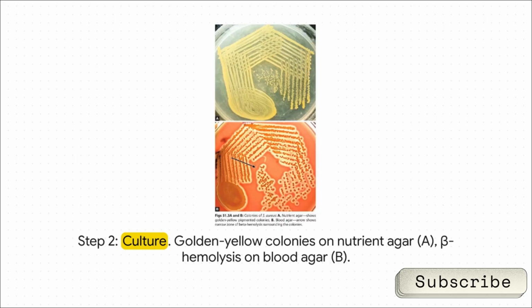Next up is culture. And for those extra marks, you want to mention two key things you'll see. First, on nutrient agar, you get these beautiful golden yellow colonies. That's where the aureus in its name, meaning gold, comes from. Second, on blood agar, you see this clear zone around the colonies called beta hemolysis. That tells you the bacteria is actively destroying red blood cells.